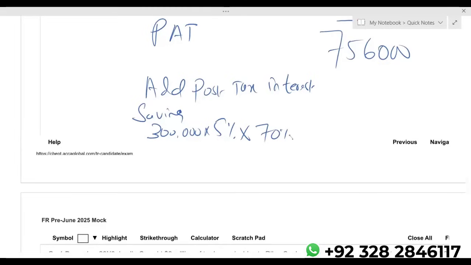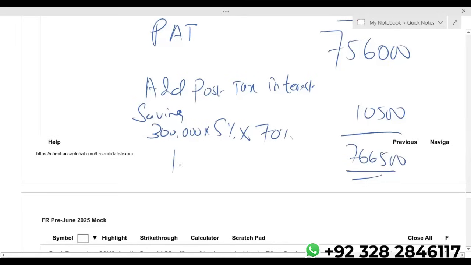If the tax rate was 20%, I would have multiplied this with 80%. 3 lakh into 5%, then 70%. Students, I'm getting 10,500. Your revised PAT is 7,66,500. Revised PAT. Now, very easily I can calculate diluted EPS.